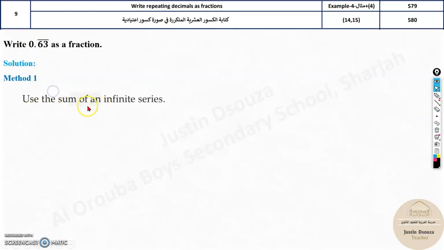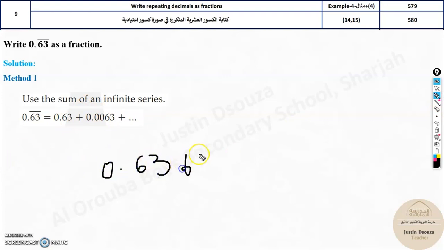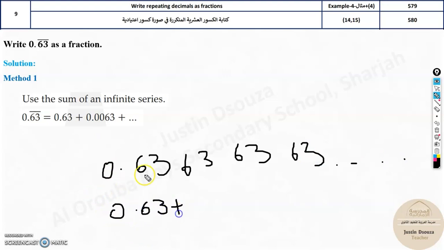One of the old methods, which we are using now, the first method, is the sum of an infinite series. Basically, you know this is 0.63, 0.0063. What this means is you keep on adding 63, 63, 63, right? It just keeps on going. So this is basically starting with 0.63. Then you can add the remaining 0.0063.